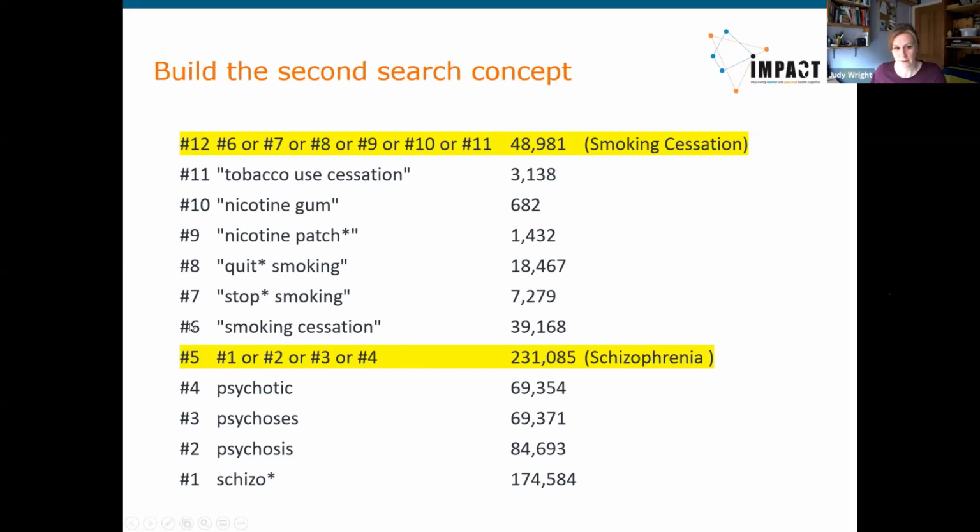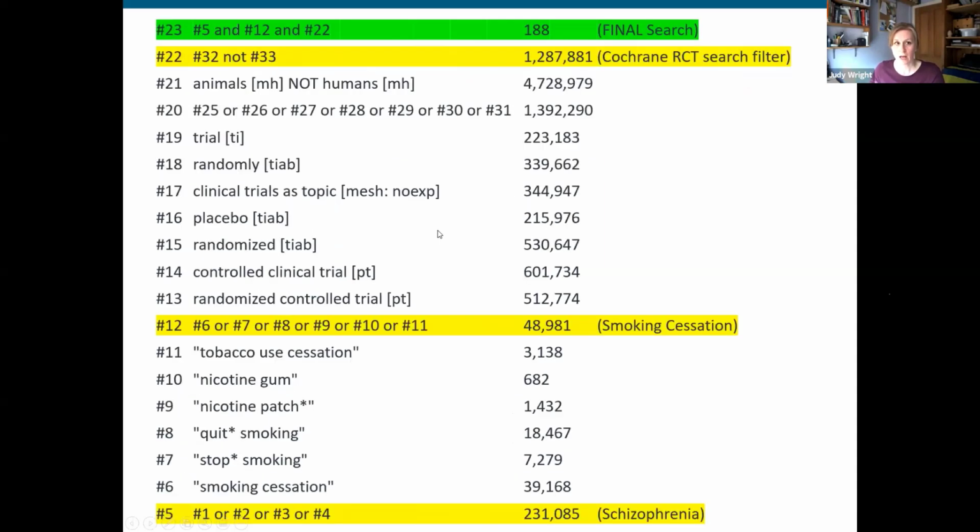So I've combined number 6 or 7 or 8 or 9 or 10 or 11. So I'm saying I don't mind whether it mentions nicotine, gum or smoking cessation. They're all to me about smoking cessation, and I've now got them grouped together in line number 12 as 48,000. Same as down here, number 5, I've got all of my schizophrenia type studies grouped together, and there's 231,000 of those. Okay, so now I park my smoking cessation search and move on to the randomized controlled trial search.